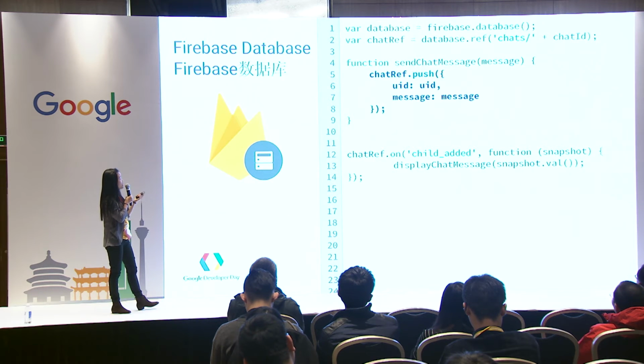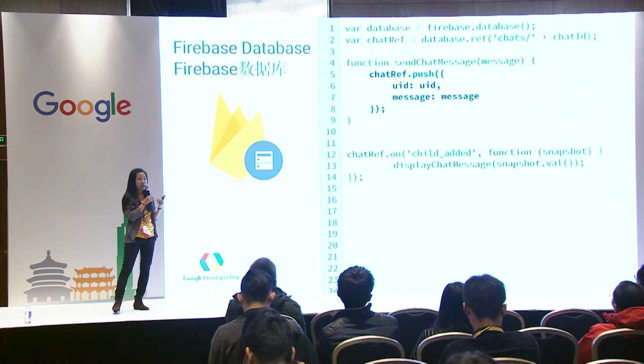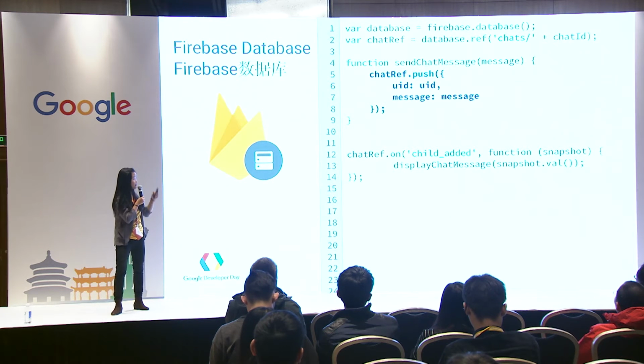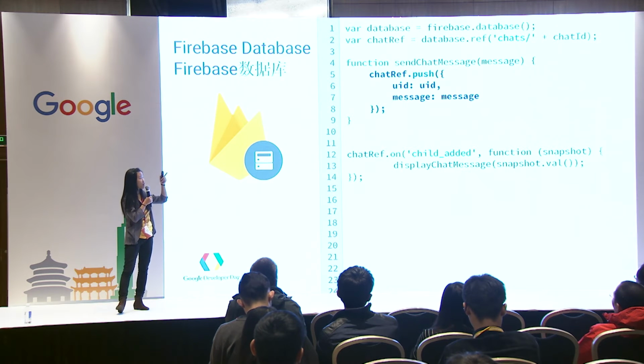And here in line 4, we have a helper function called sendChatApp, and this function is called whenever someone types in a message and clicks on the submit button. So when they've done that, we call a function on the chat ref called push, and we give push the content of what we want to store in the database. So this is the user ID of who sent the message and the message that they just wrote.